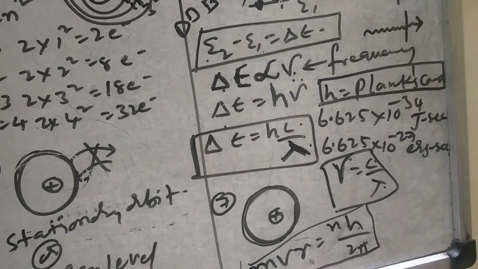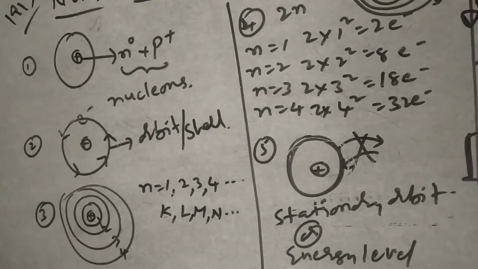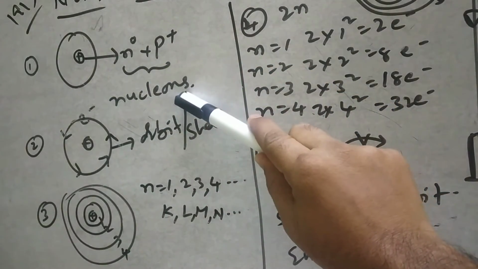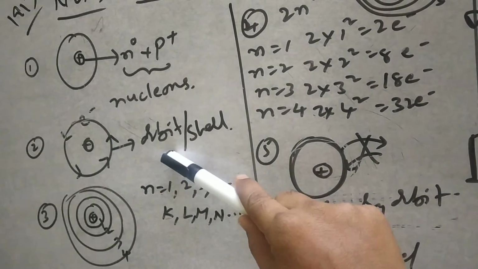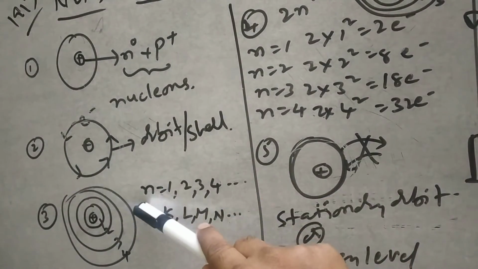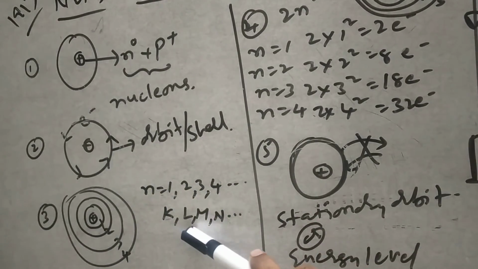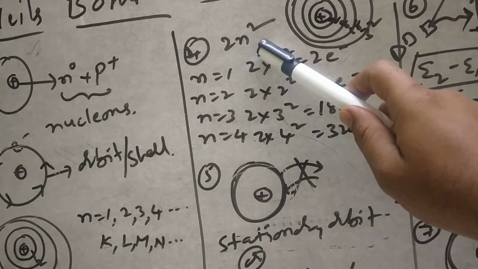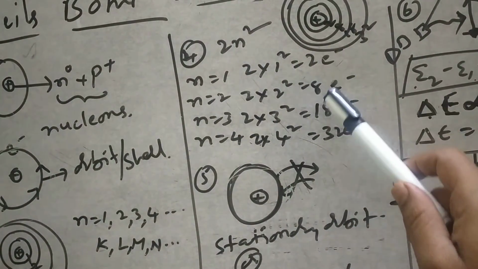These are the points, and they are very, very important. Once again, if you go through them: number one, neutrons and protons are present in the nucleus and are called nucleons. Electrons revolve round the nucleus in a closed circular path called orbit or shell. Orbits are denoted by n, n equals 1, 2, 3, 4 and so on, or K, L, M, N. Next, the 2n square equation gives the maximum number of electrons: if n equals 1, 2 electrons, n equals 2, and so on: 2, 8, 18, 32, 50.